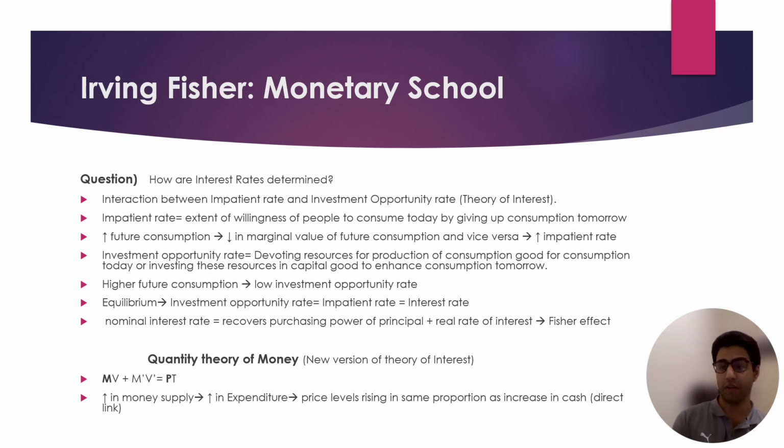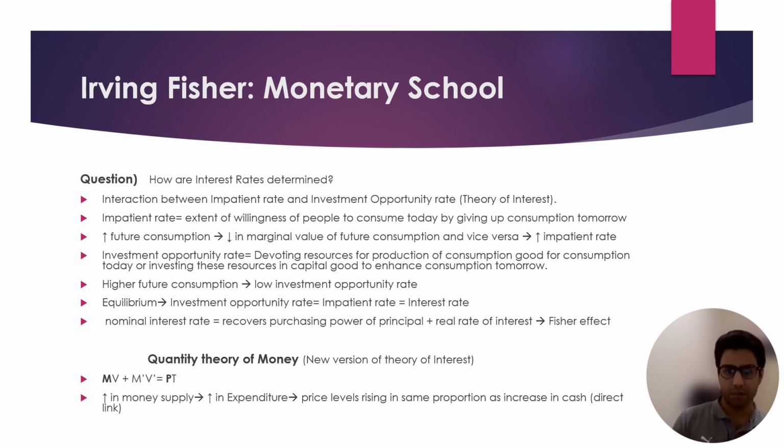The impatient rate, he said, was determined by the preference of individuals in the market for present day consumption versus future consumption. So if individuals prefer consuming in the future, then the impatient rate is low. But this also means that the marginal value of future consumption is low, because you're already transferring a lot of resources into the future.